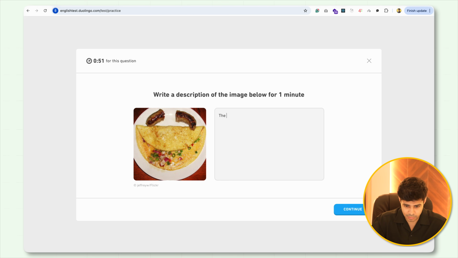The image features an English breakfast, which consists of a sausage cut in 2 parts, along with an omelette which has been garnished with onions and chili. Looks delicious.